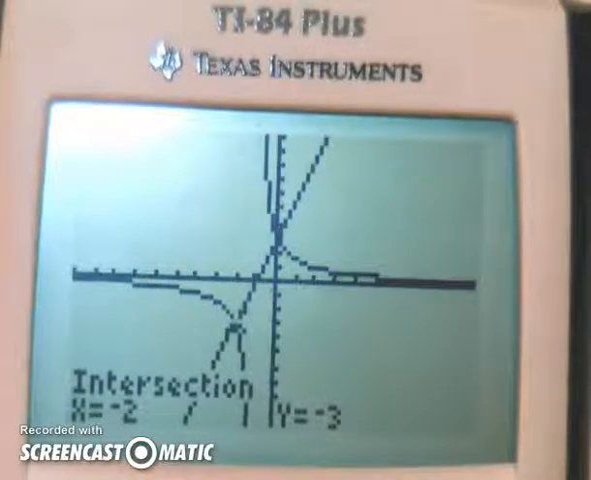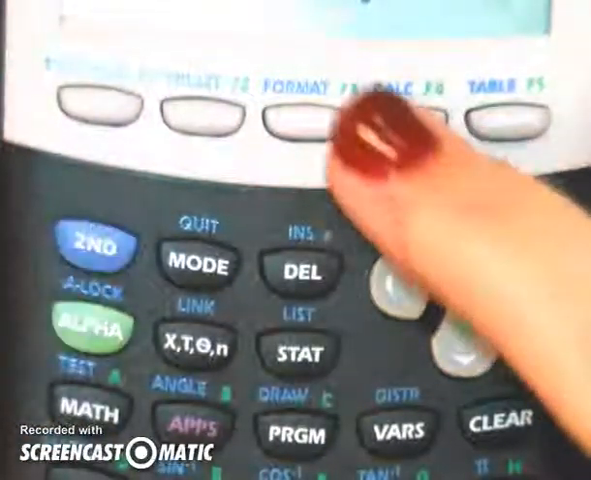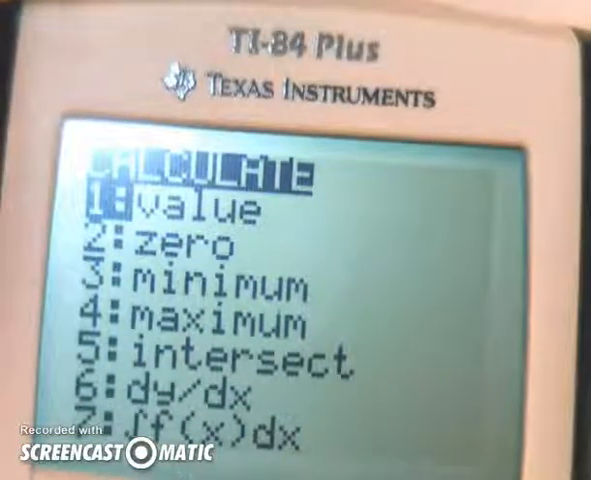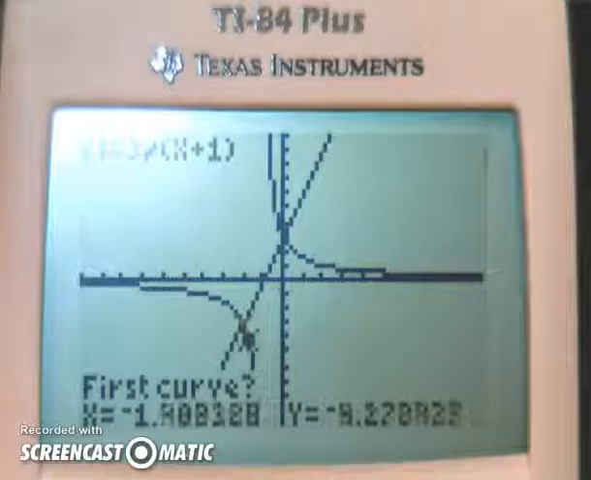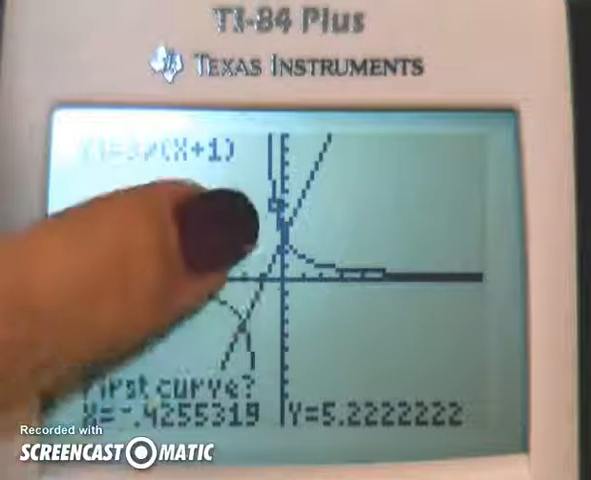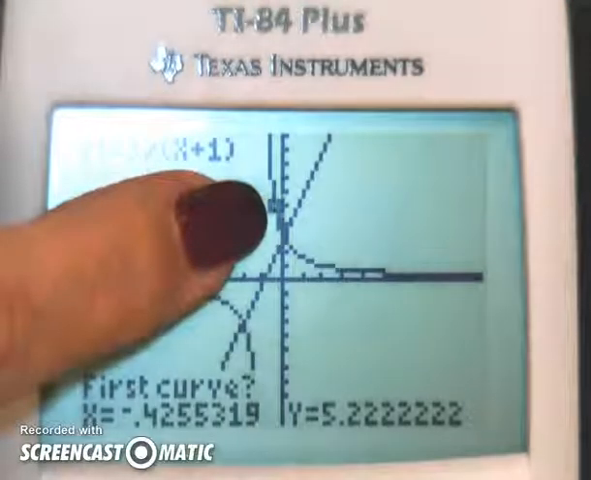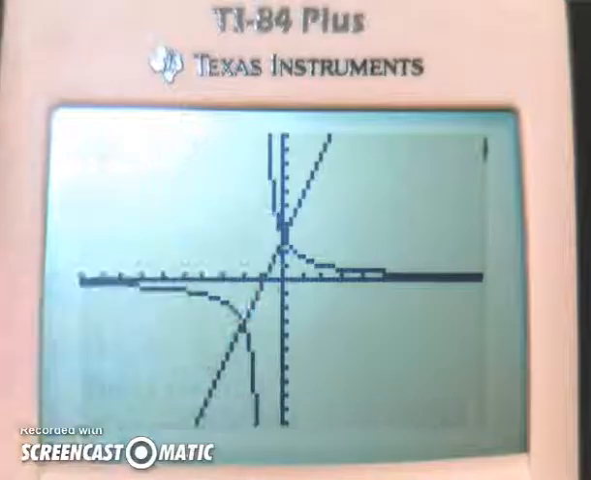We're going to do it again. Second, and calculate. Intersect, number 5. First curve. Let's come over here to where we're a little closer to it. We should see, see how we've got it flashing up here? I'm going to press enter. It's down here on the line. I'm going to press enter, and my guess is close.